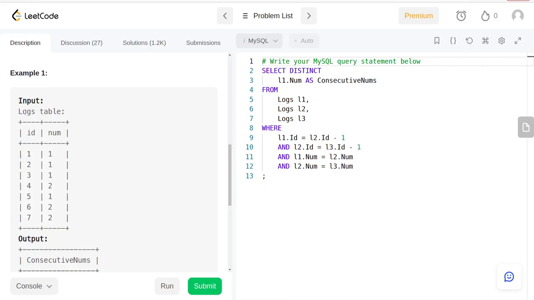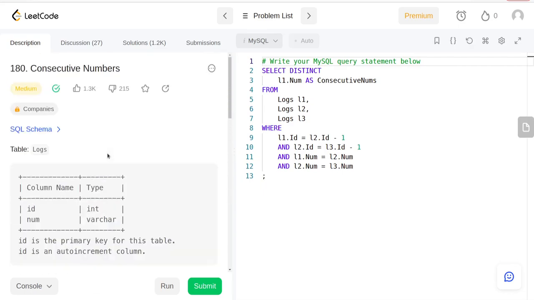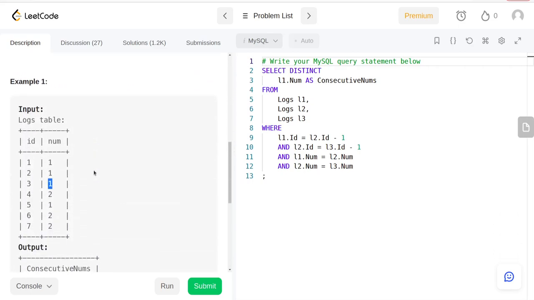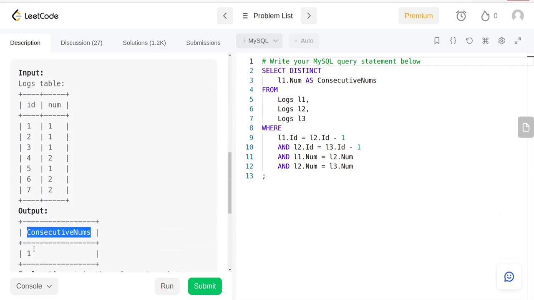So if you look at the logs table, here at ID number 1, we have a num value of 1. Then ID 2 also has a num value of 1, and then ID 3 also has a num value of 1. So we have three consecutive numbers. Basically, we're going to be returning the consecutive numbers, so 1 is going to be included in the output because it is occurring 3 times consecutively inside the rows.